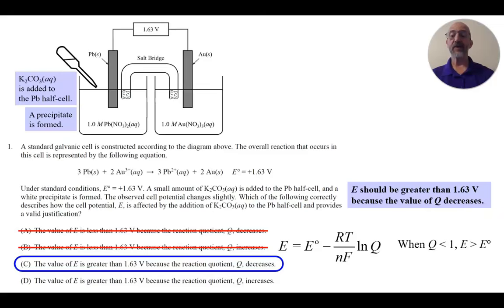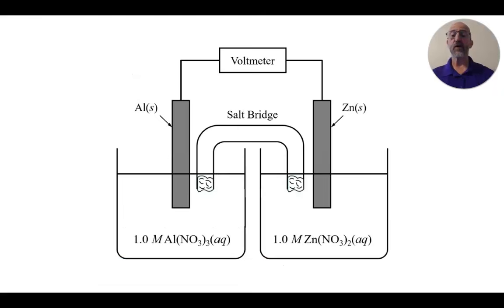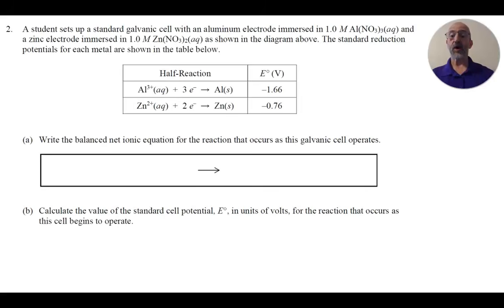Now, we have another example of a non-standard cell in question 2. Let's go ahead and take a look at question 2. First, we have a diagram of a galvanic cell involving aluminum and zinc. So parts A and B of question 2 involve standard conditions. But then, when we get to parts C and D of question 2, that will move us from standard conditions to non-standard conditions. Let's go ahead and take a look at the details for the first part of question 2.